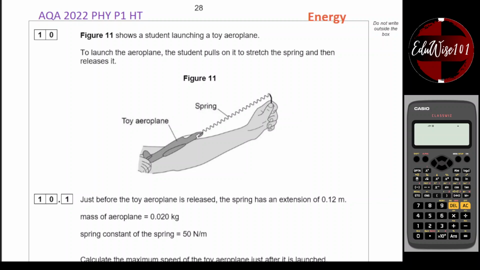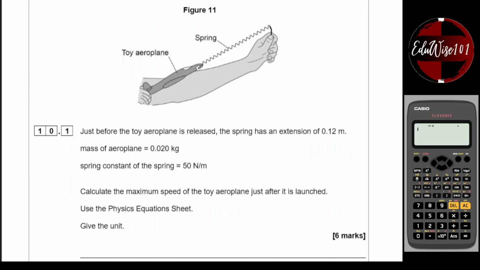Just before the toy aeroplane is released, the spring has an extension of 0.12 meters. So that's my extension, which is E. The mass of the aeroplane is 0.02 kilogram. That's my mass. The spring constant is 50 Newton per meter, which is K. Calculate the maximum speed. So I need to calculate V.